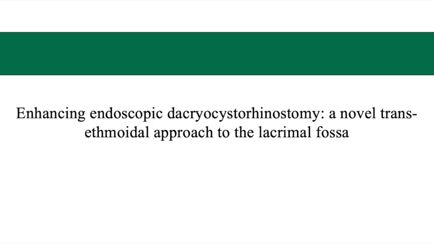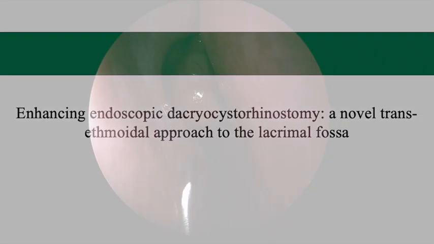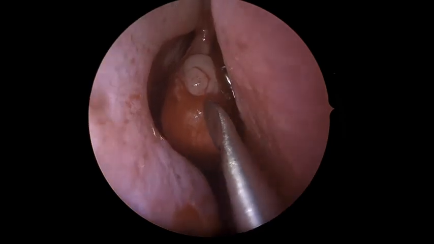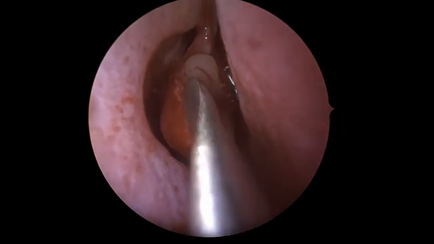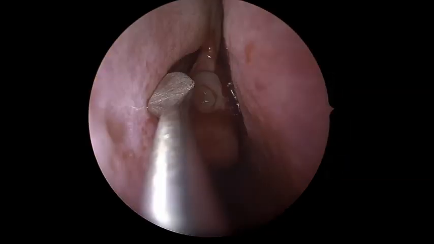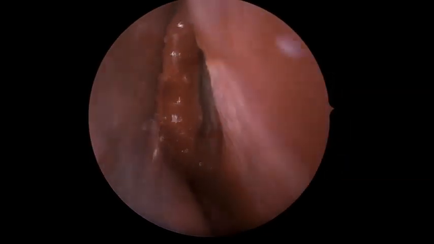In this surgical video, we will show a novel approach for endoscopic dacryocystorhinostomy, which we name the Transet model. Using a 0 degrees nasal endoscope, we identify the most anterior anatomical landmarks, namely the inferior turbinate, the head of the middle turbinate, and the maxillary line.